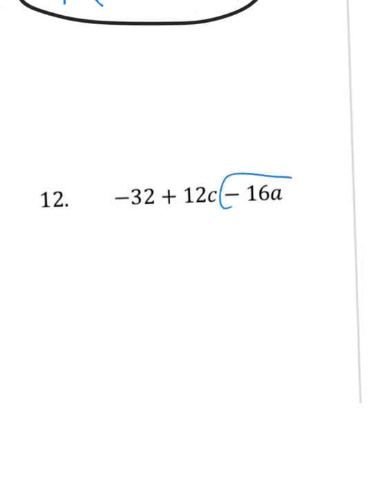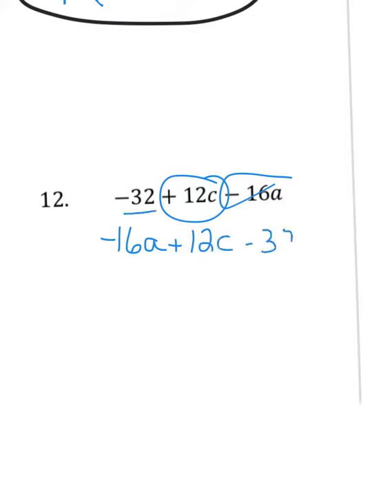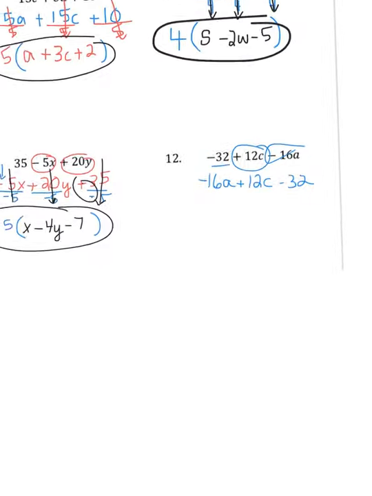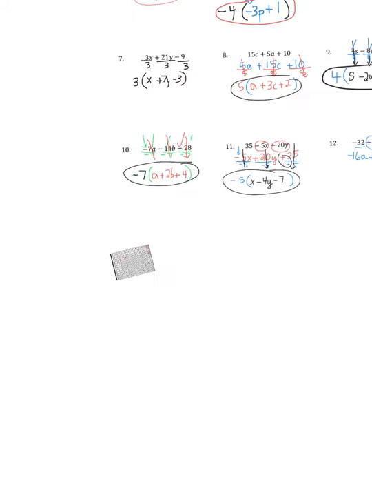We got to put it in standard form. Negative 16a plus 12c minus 32. 16, 12, and 32. Okay, I do have to look at my chart on that one. Where to go? All right, here's my, oops. Sorry to mess this up.